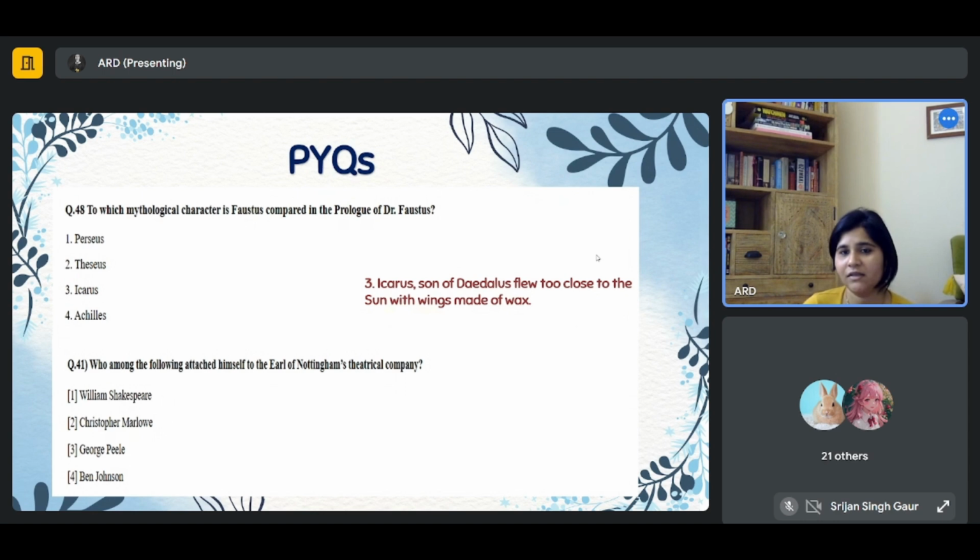This we have covered. Earl of Nottingham, theatrical company. Which of the following authors was attached to it? Marlowe? Yes, Christopher Marlowe. Right? Lord Admiral Smith. Correct? Also known as Earl of Nottingham Smith.